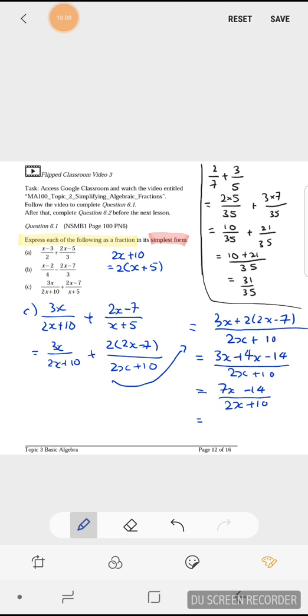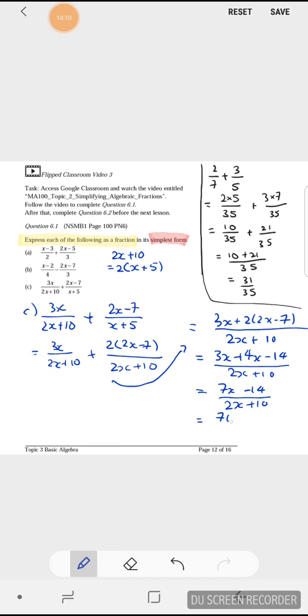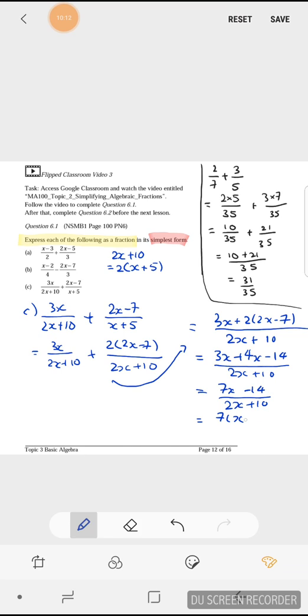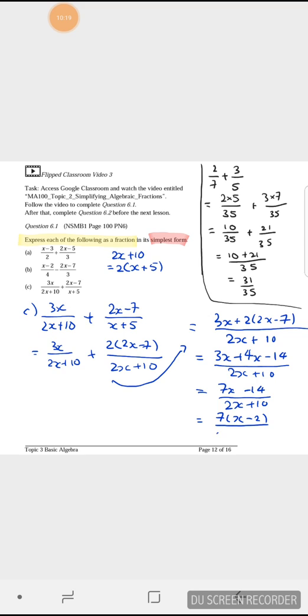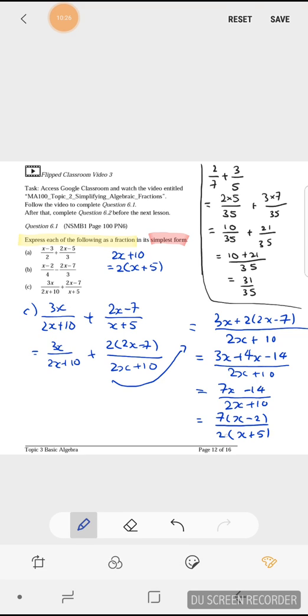7 over here, and there's an x minus 2. And for this, there's a 2 and there's an x plus 5. So check. Are you able to simplify this any further? Can you cancel off the 2? No, you can't, right? So since you can't do this, alright, this over here is the simplest form.